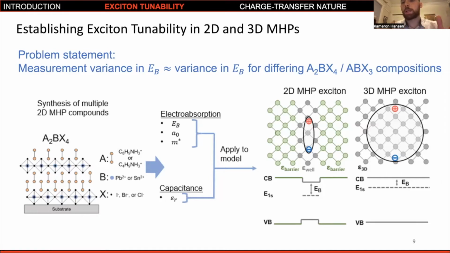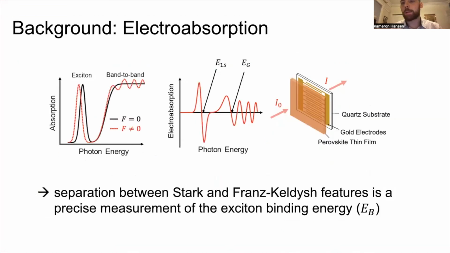So, establishing how the binding energy changes when you swap lead out for tin or something like that is a fundamentally flawed endeavor under this regime. We first have to reduce the measurement uncertainty. And for that, I'll refer you to my collaborator, Dr. John Colton's talk, if you're interested.